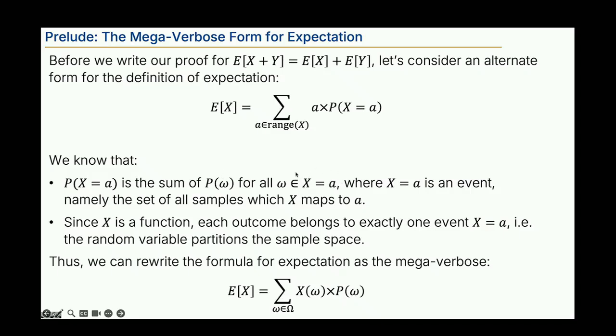You could put parentheses around this if you want. I'm not going to, but there's a bunch of outcomes omega that are all the ones which X maps to a. And we're just going to add up their probabilities. Now, since X is a function, each outcome is going to belong to exactly one event. We don't need to worry that multiple outcomes somehow end up in the same event. That's not allowed because it's a partition.